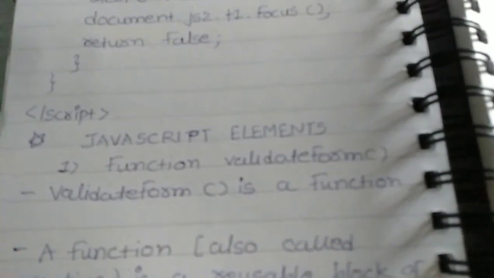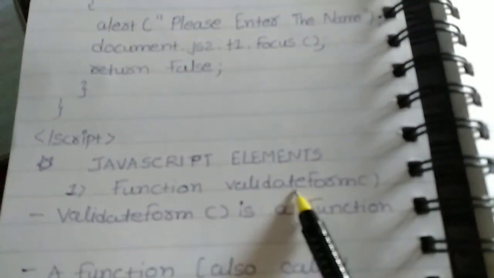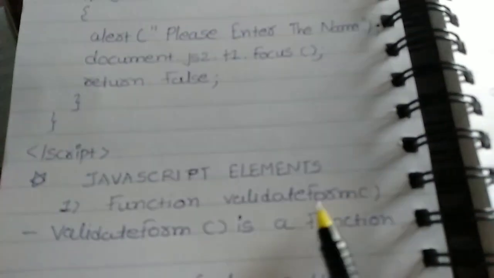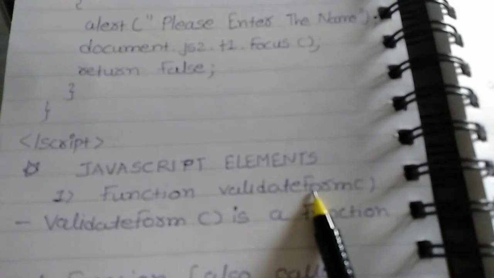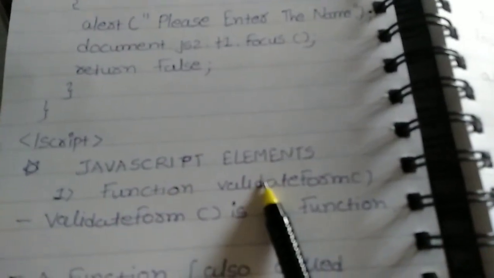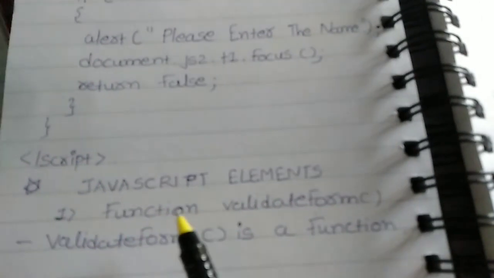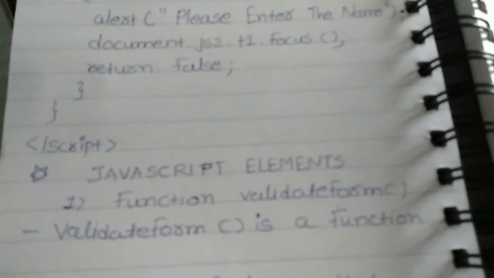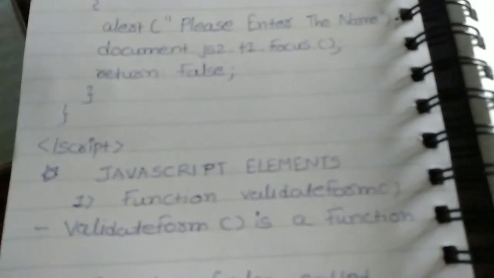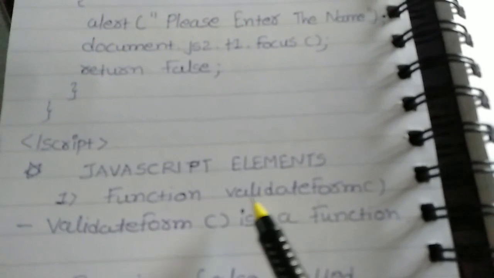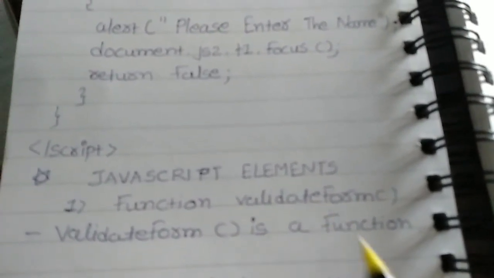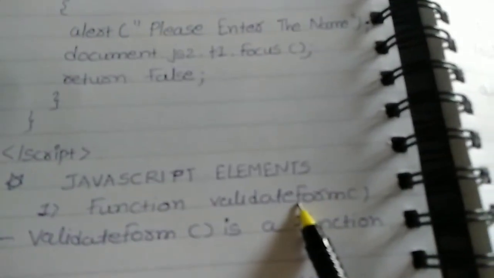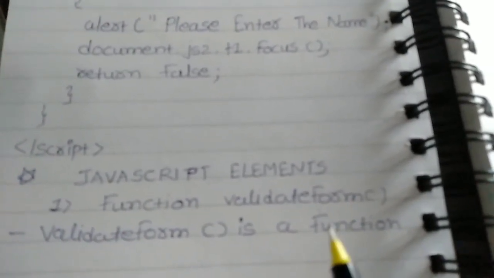ValidateForm is the name of the function. Whatever name you want, you can write as a function name. For example, I can write function Khushbu if I want to use my own name. I have written validateForm because we are giving validation to our form. You can write whatever name you want.